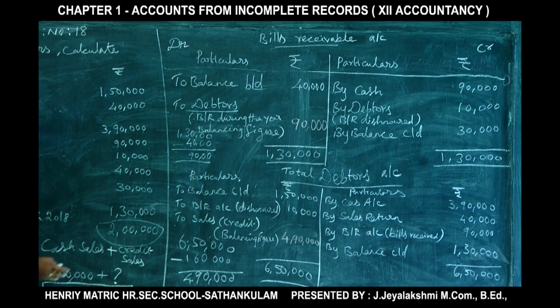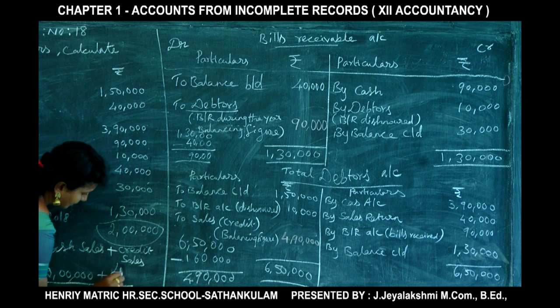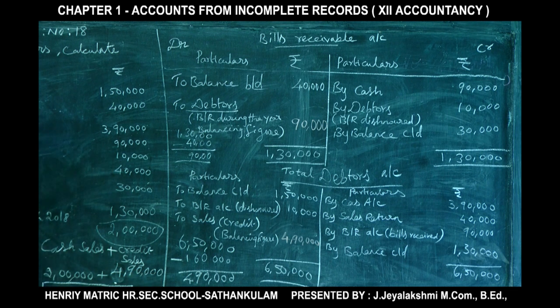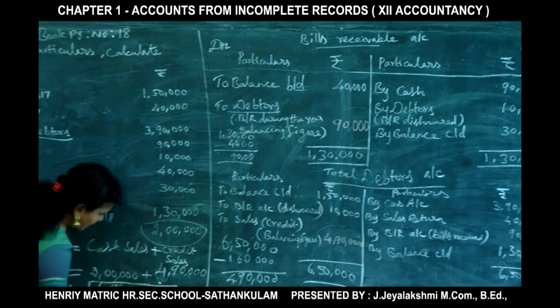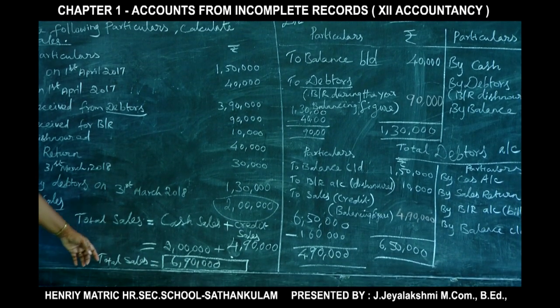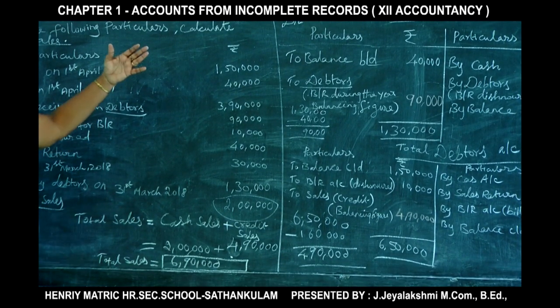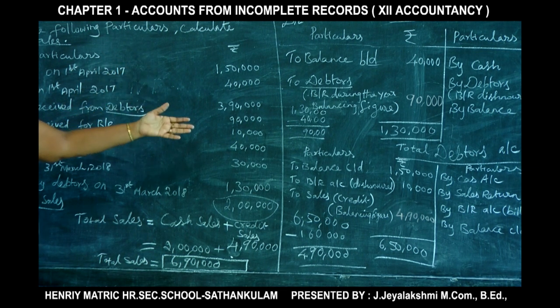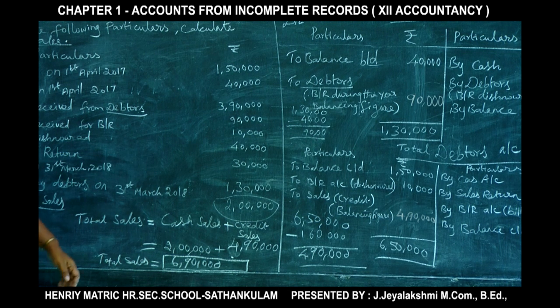Now we can write here 4,90,000. If we add it, we get 6,90,000. So this is the total sales. In order to calculate total sales, what are we doing? First preparing the bills receivable account. From that we get the debtors. Then from the total debtors we get the sales.